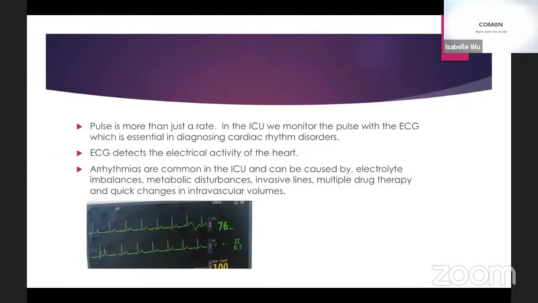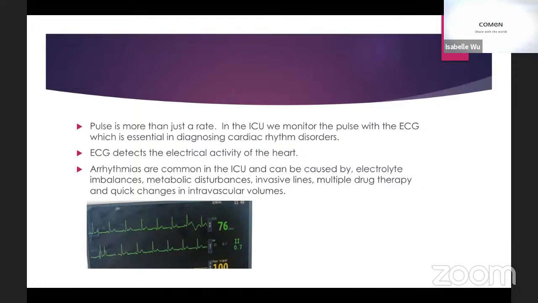Now, the ECG detects the electrical activity of the heart, as you all as anesthetists know. And arrhythmias are very common in the ICU. At least 40% of patients in the ICU will have an arrhythmia at some point. So you need to be monitoring the ECG of the patient.